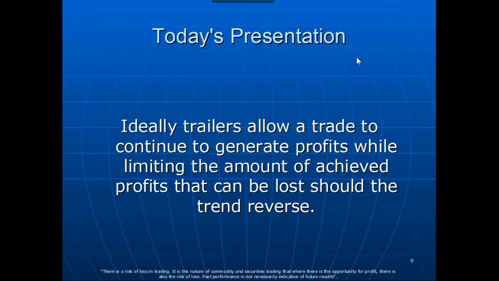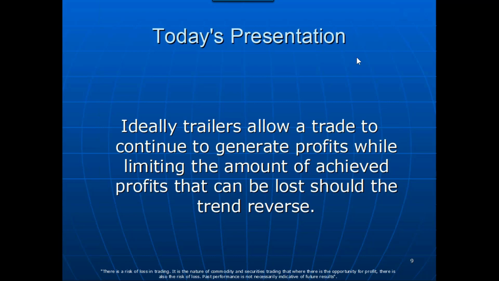Ideally, trailing stops allow a trade to continue to generate profits while limiting the amount of achieved profits that can be lost should the trend reverse. In other words, if your profit's going up, you made $10, but you made 50, you made 100, you made 200, a trailing stop would get you out. Let's say you got your 200 and you had a 50% trailing stop. It would get you out when the profit level drops 50% down to $100. If it goes to $300, it's going to get you out at 150. It goes to $400, it's going to get you out at 300. It's just a matter of keeping a logical trailing stop that will protect your profits.